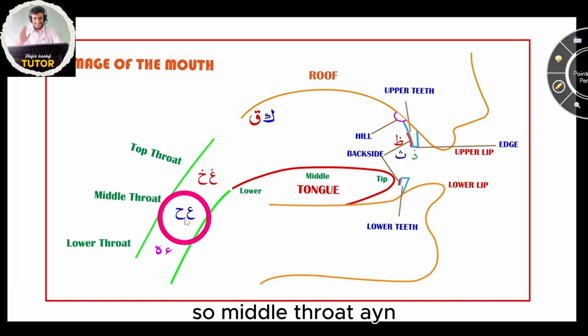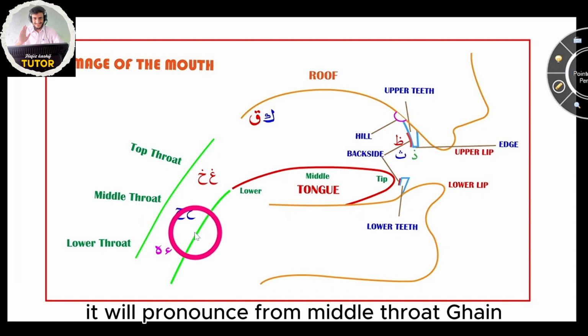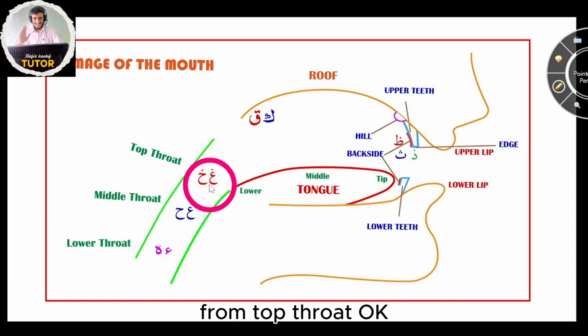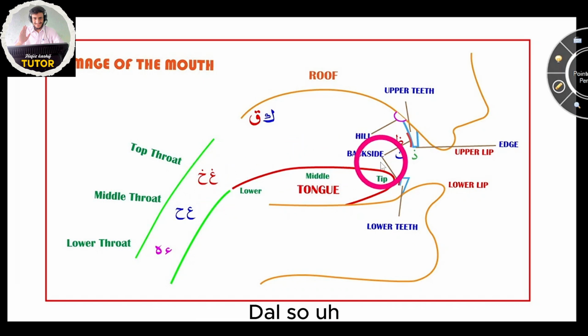The middle throat, ain. Ha. It will be pronounced from the middle throat. Ghain. Kha. It will be pronounced from the top throat, the upper side of the throat. After that we will move to dal.